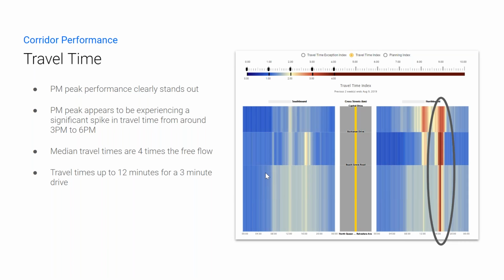So the right side is the northbound, the left side is the southbound. And as you can see throughout the day, it's color coded, so it's very obvious that the northbound direction during the PM peak is experiencing a significant amount of congestion. So this is a 2-week trend. We're seeing a significant spike in travel time, seems to be around maybe 3 to 6 p.m. And travel times are up to maybe 12 to 15 minutes. For the length of the corridor, that should be around 3-4 minutes.